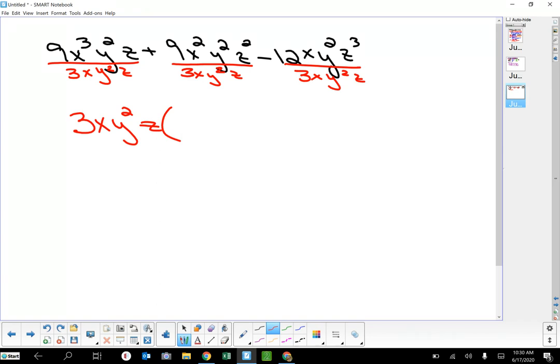Okay, and so this is going to leave me with a 3 for the first term, right? 9 divided by 3, this is a 3. I'm going to have an x squared. The y squareds are going to cancel each other out, and the z's are going to cancel each other out. All right, move on to the next term. 9 divided by 3 is 3. X squared divided by x is just x. The y squareds cancel out. Z squared divided by z is just z. So I have a 3xz.